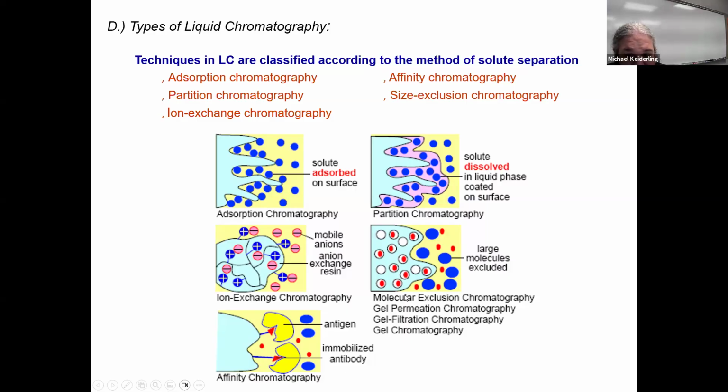And then there's size exclusion chromatography, where the porosity of the structure affects how things flow. So you could have gel permeation chromatography, gel filtration chromatography, and gel chromatography. And they depend on whether they slow down large molecules or slow down small molecules. We'll go into some detail.